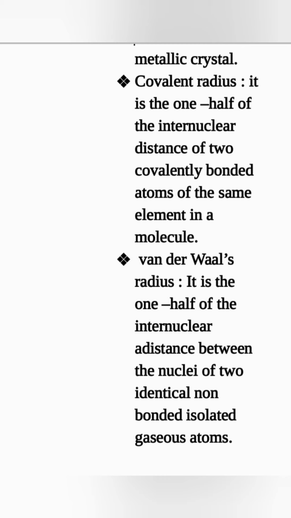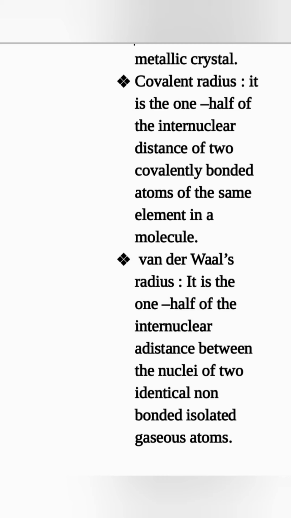The next one is very important, van der Waals radius. It is 1/2 of the internuclear distance between the nuclei of 2 identical non-bonded isolated gaseous atoms. Identical in the sense that the same type of atom must be there. Non-bonded means there is no bond between the atoms, and they are known as isolated gaseous atoms.